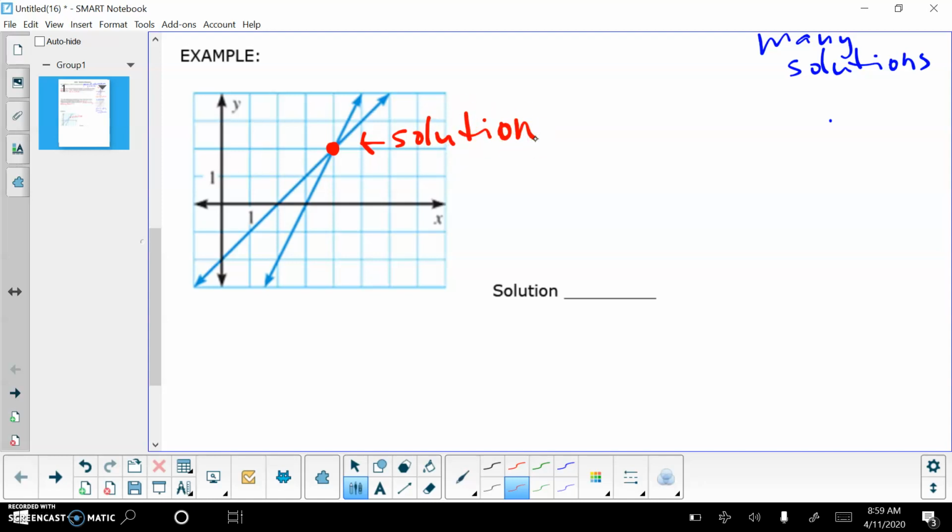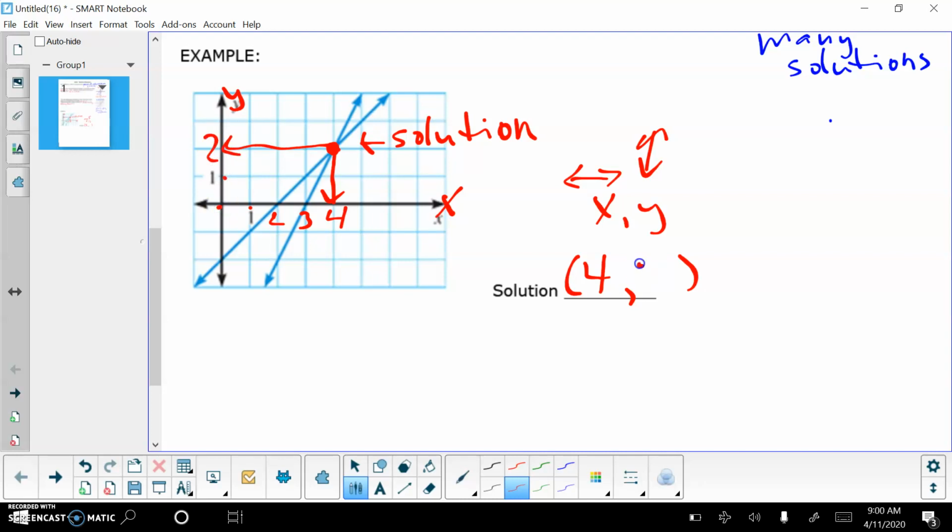Now, in order to actually talk about the solution, we need the coordinates. Okay. Remember, coordinates is always x number first, y number second. The x number is the across number, the y number is the up and the down. So if I look at that point, here's my x-axis. How far across is it? It's right there. So from the origin, that's 1, this is 2, 3, that's 4 across to the right. And then if I look at where it is on the y-axis, the y is the up and the down axis. Again, from the origin, that's 1, 2 up. So the solution is 4, 2.